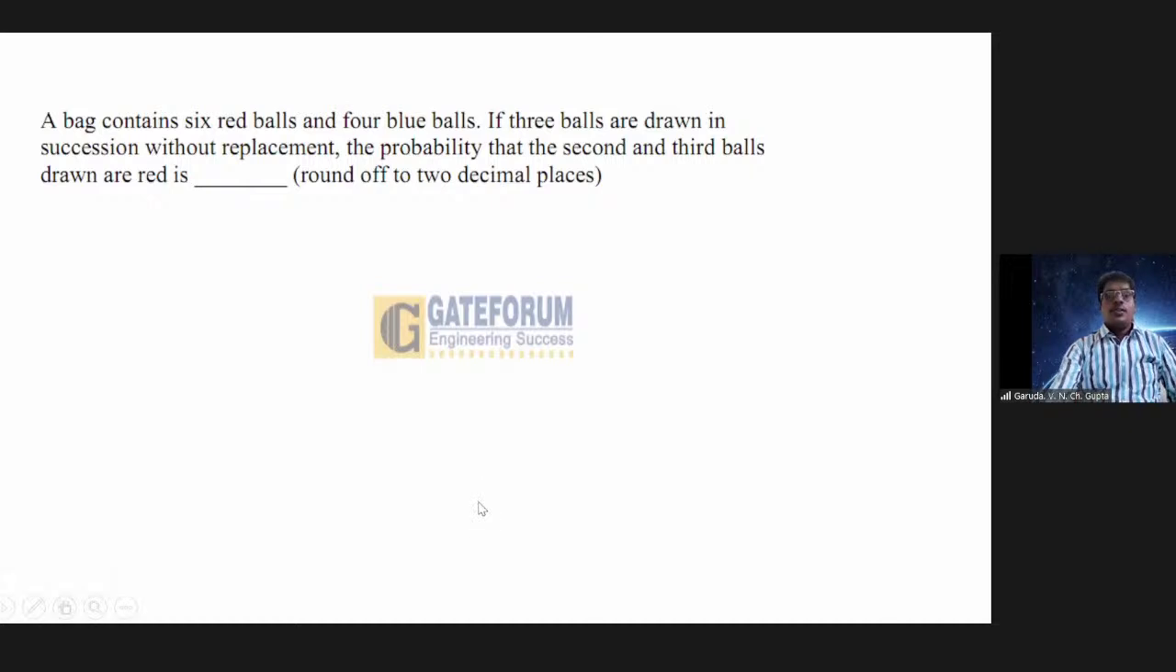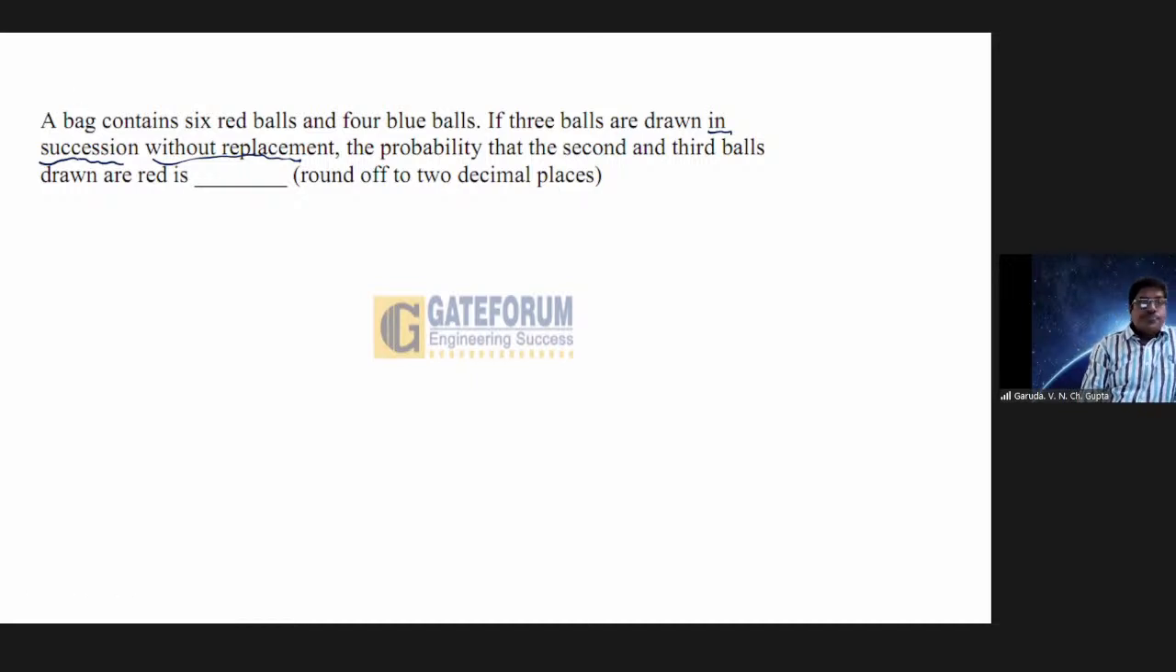Next. This is a probability question. A bag contains 6 red balls and 4 blue balls. If 3 balls are drawn in succession without replacement, just underline in succession. Very, very important word: without replacement. The probability that the second and third balls drawn are red is, round off to 2 decimal places.